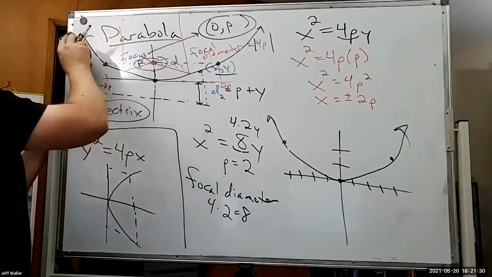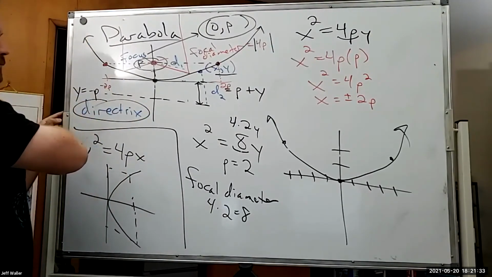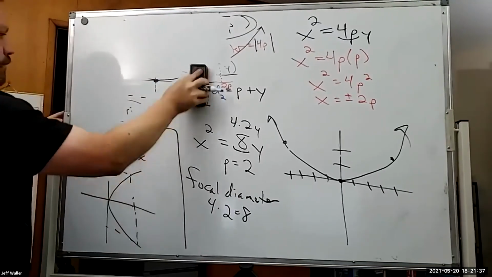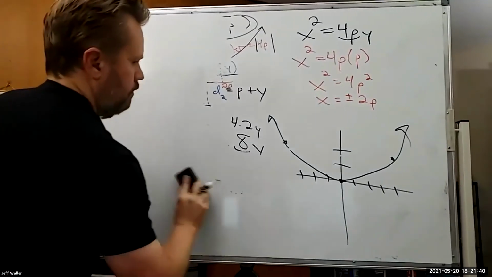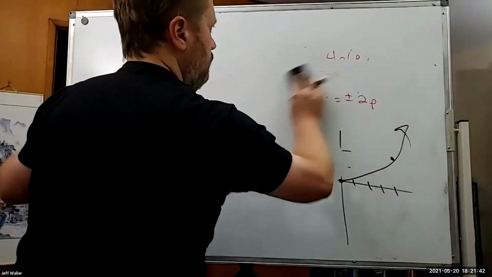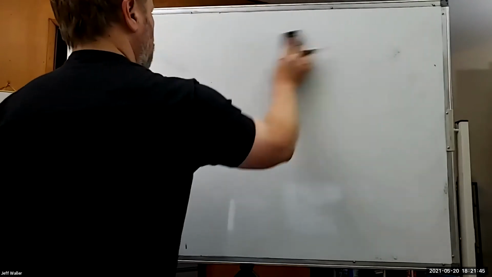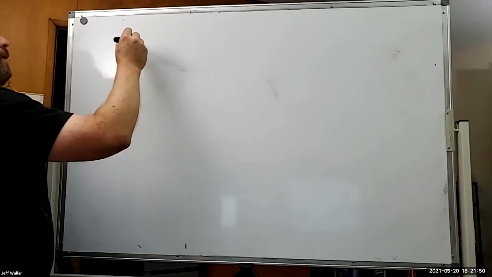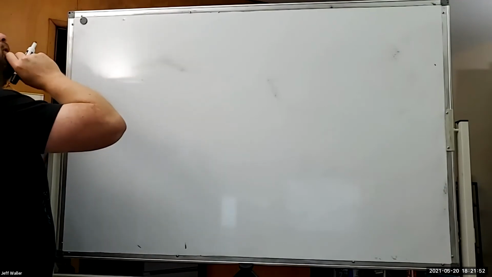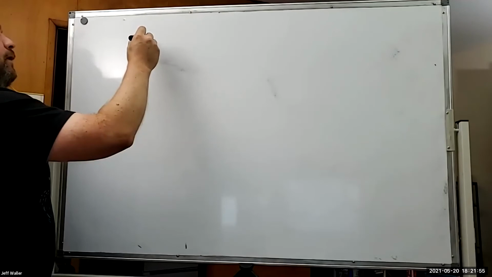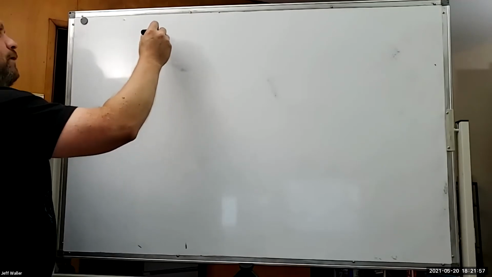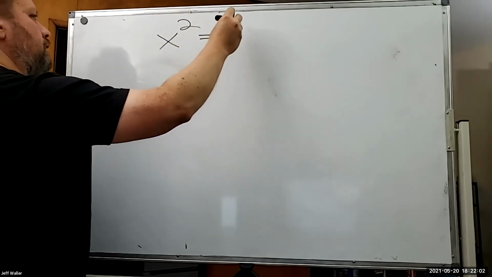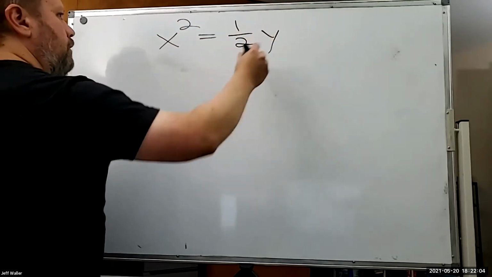Okay, so I'm going to erase all this. And I'm going to see if you guys took good notes. All right. So try this here. How much of an asshole do I want to be? I don't know. Let's be a little bit of an asshole. I like it. There we go.